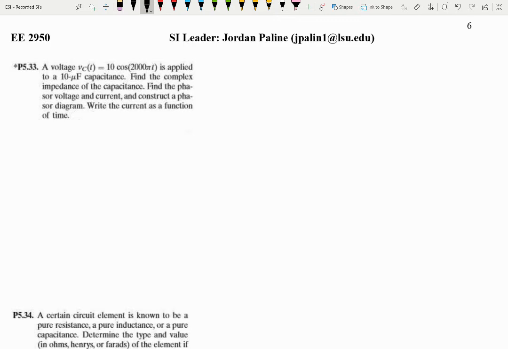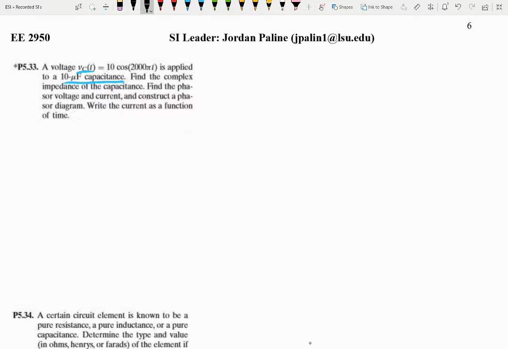All right, let's go and take a look at problem number 4. Problem number 4 gives us a value for voltage capacitance with respect to time, then also gives us a capacitance value. And they want us to find the complex impedance of the capacitance and also find the phasor voltage and current. And they want us to write it as a function of time. Okay? And then construct a phasor diagram as well. So let's see what that means for us.